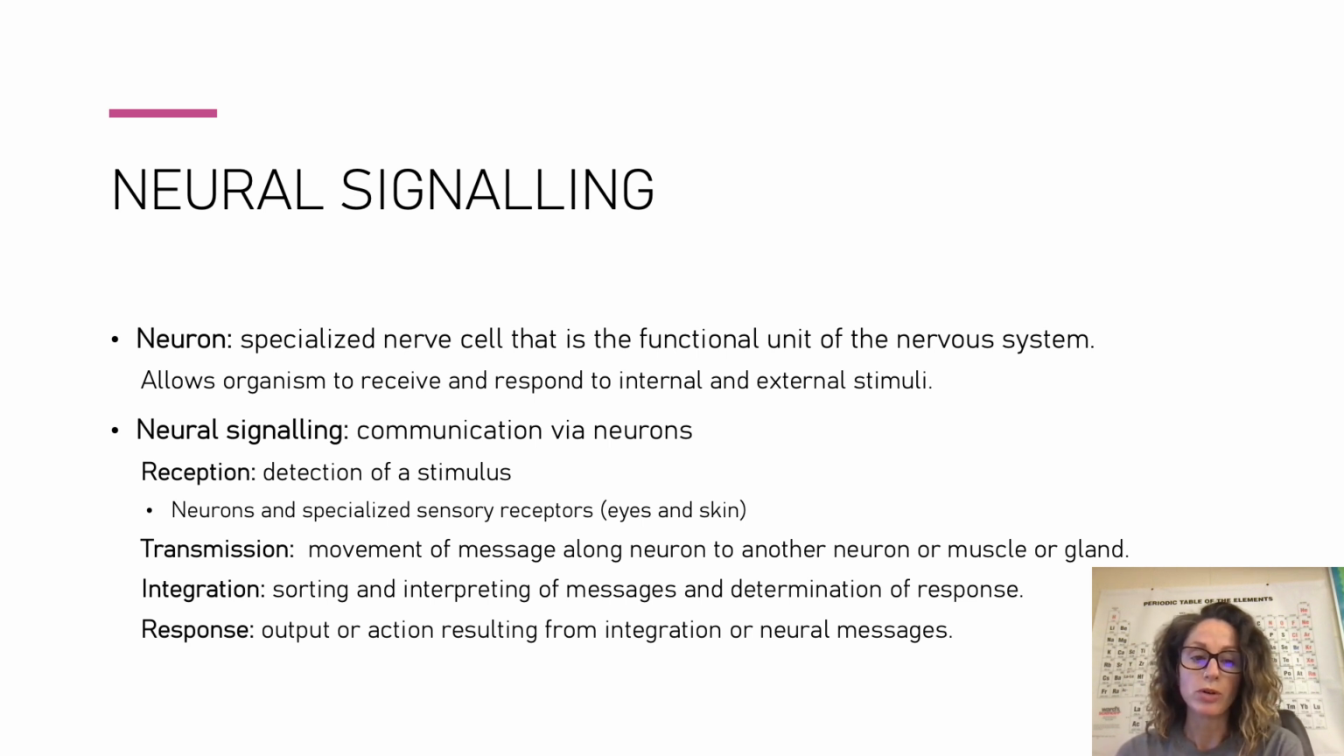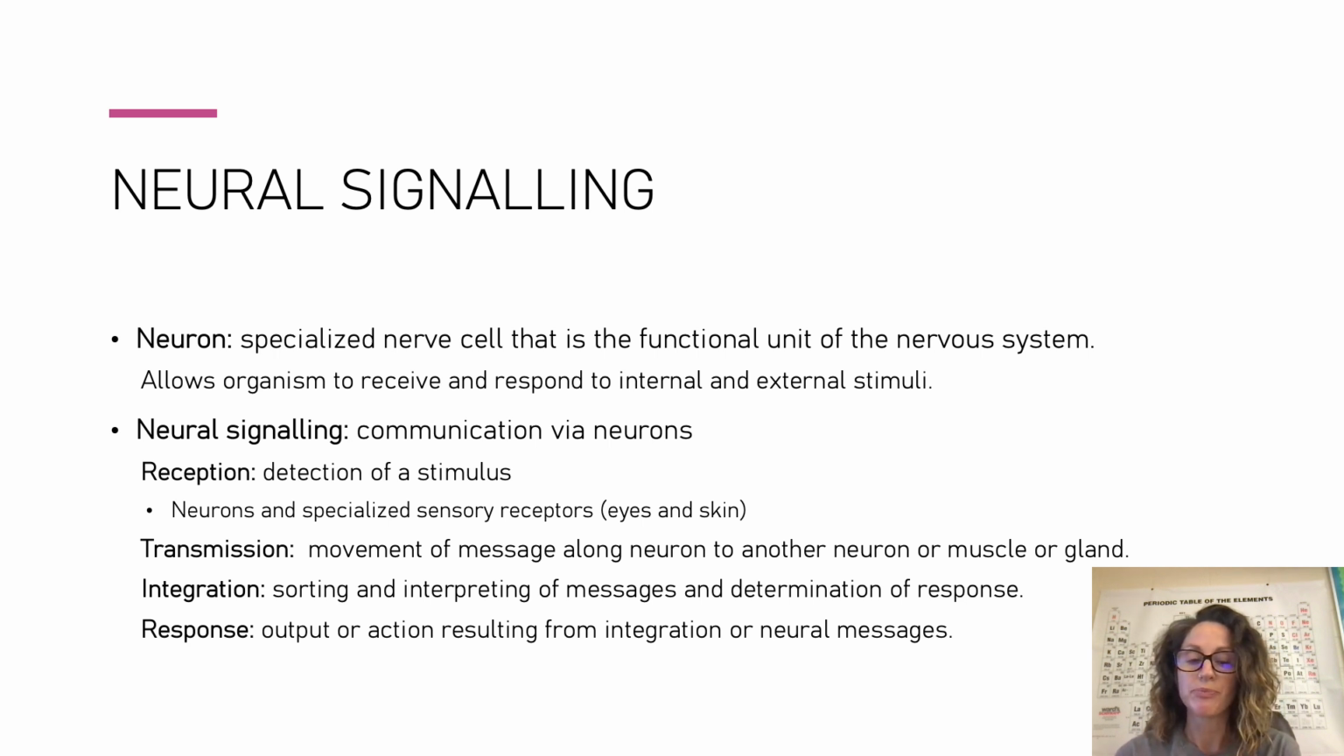So what is neural signaling? It is communication through neurons. So reception is the detection of a stimulus. So for example, if you touch something that is smooth, you feel its texture is smooth. Neurons and specialized sensory receptors contain these receptors. So for example, in your skin, and we'll learn more about this later on, you have special receptors that are going to feel different types of touch.